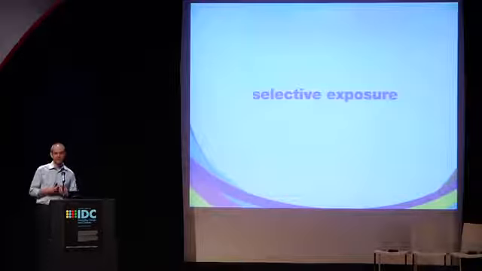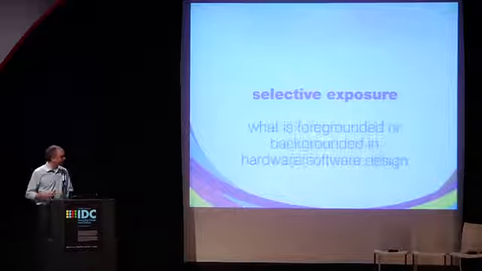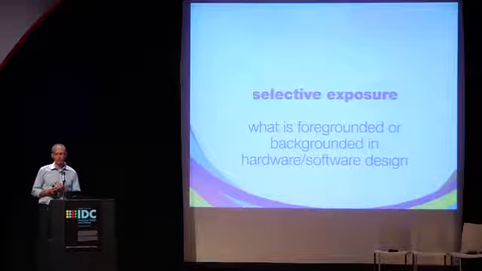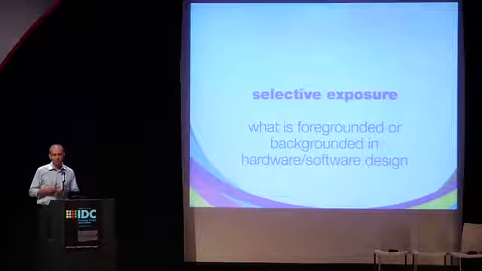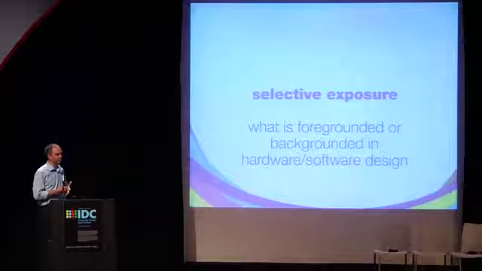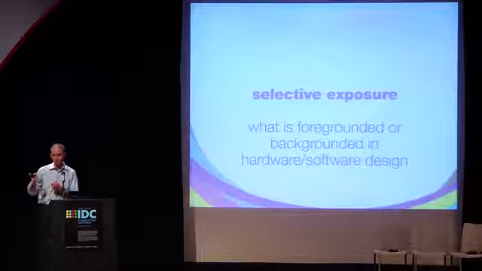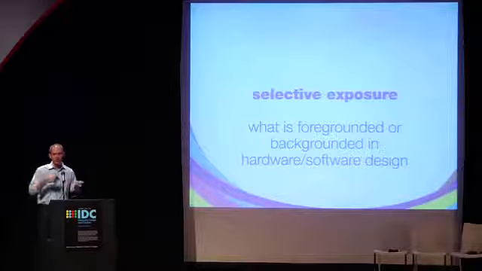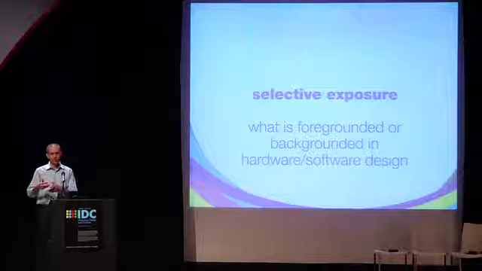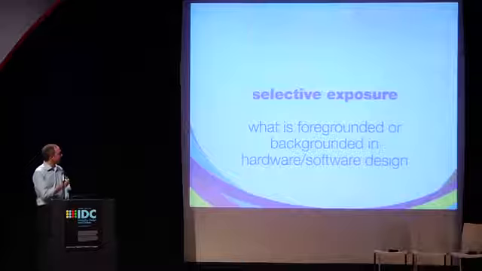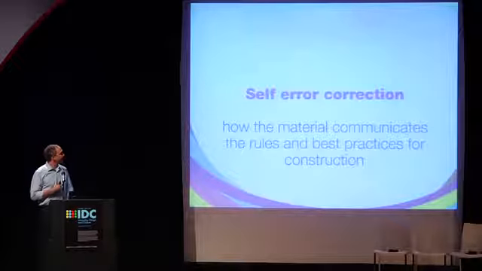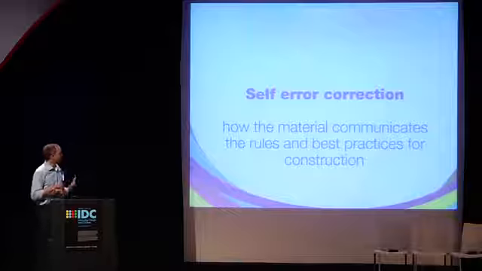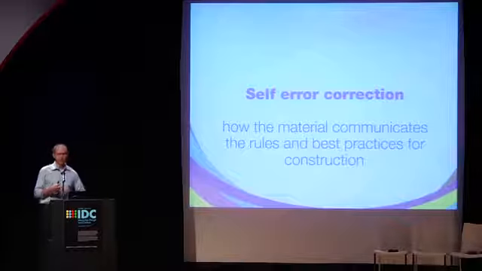One is called selective exposure, which is what is backgrounded and foregrounded in hardware and software design. So what kind of things do you hide from the user on purpose, explicitly? For example, maybe the polarity of your motors, or the way you connect the sensors. You don't want them to use resistors, or you want to do something at the programming language level as well. So how designers select what they want to expose. And the other is self-error correction, which is how the material communicates the rules and the best practices for construction.